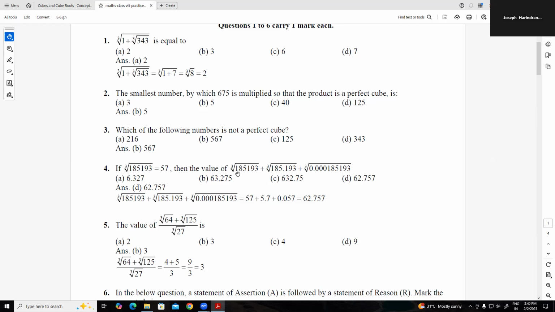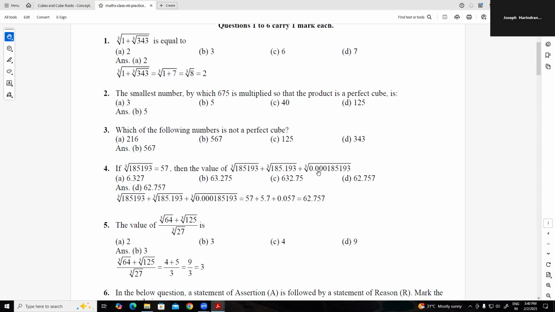Let us see, evaluating the first part, 185,193. The cube root is given, so it's 57. So we write it as it is, plus. Next, the same digits appear, 185193, but the decimal point is in the 3rd place. For every 3 decimal places, there will be only one decimal place in the cube root. So it is 5.7.